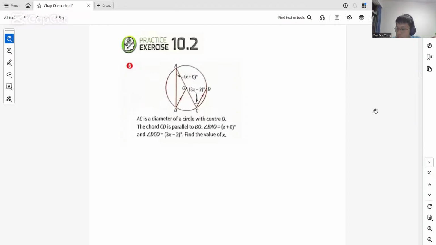Hi everyone. So today I'll be going through practice exercise 10.2 and it's called angles at the circumference. Okay, so we'll start off with question 6. So question 6, very nice, right?